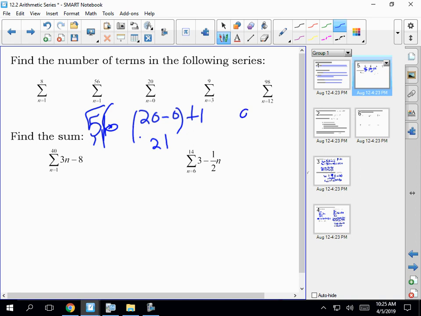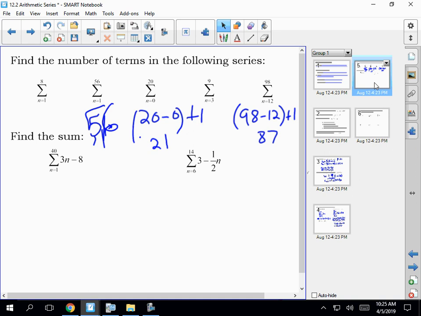98 minus 12 is, yeah, so that's 86, and then plus 1, so 87 terms. So that's 87 terms. Let me show you, okay, so this one right here, I think we're okay with this one.